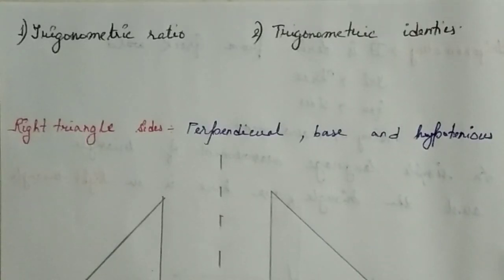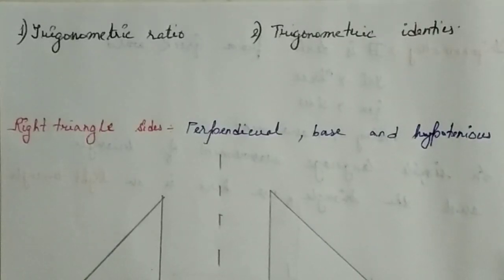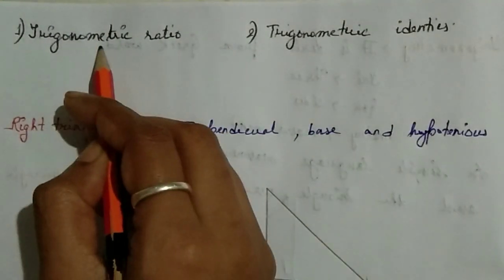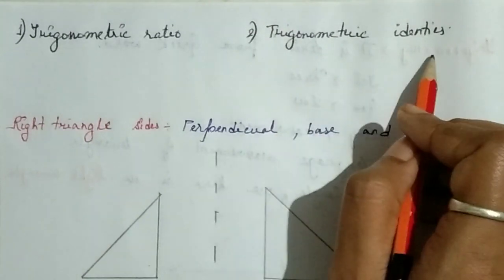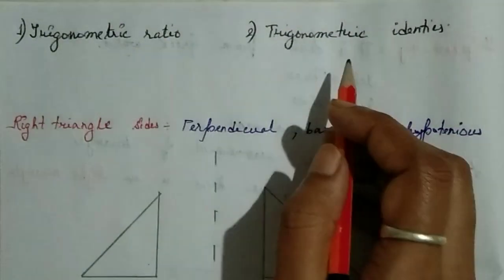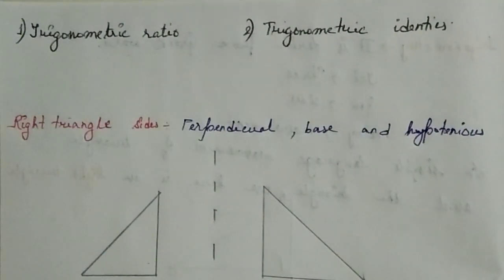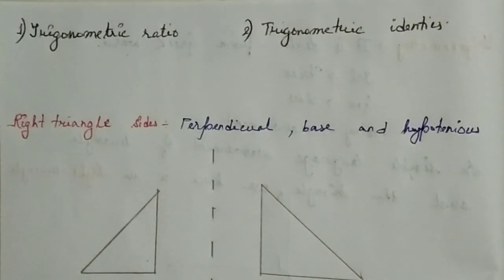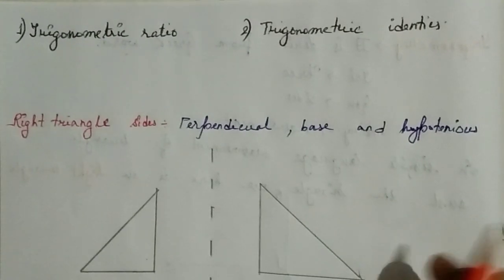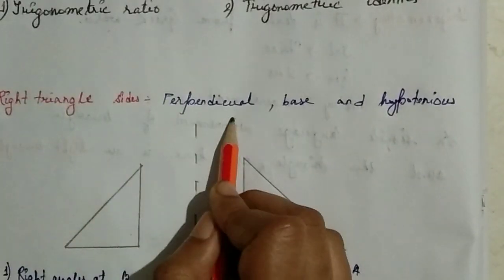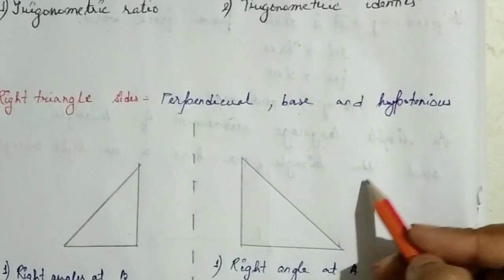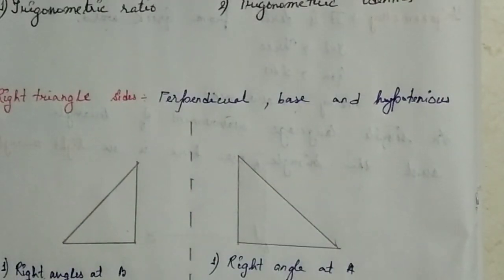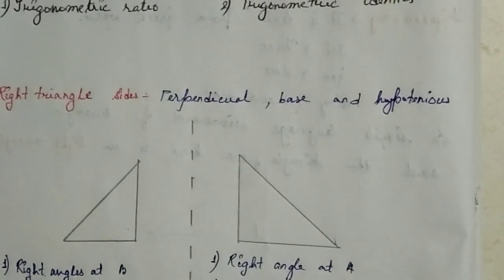Chapter number 8, Introduction to Trigonometry, is totally focused on two things. One is trigonometric ratios and the other is trigonometric identities. But before knowing either of these, our concept of the right triangle should be clear. As we know, the three sides of a right triangle have their names: one is the perpendicular, another is the base, and the last one is the hypotenuse. So it is our duty to know which side is the perpendicular, which is the base, and which is the hypotenuse.